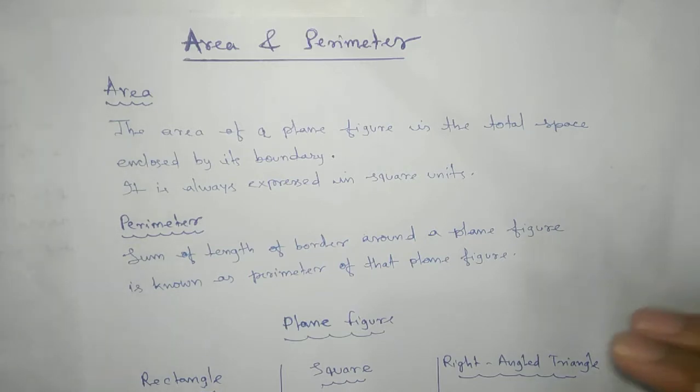Under this chapter we have selected plane figures to find area and perimeter. So let's try to understand the meaning of area and perimeter. Here we have the definition. The area of a plane figure is the total space enclosed by its boundary. It is always expressed in square units.